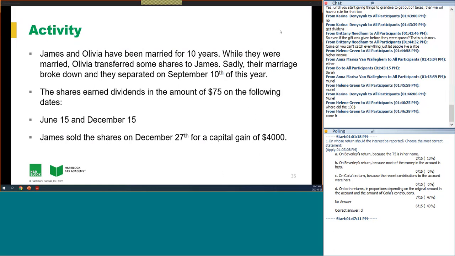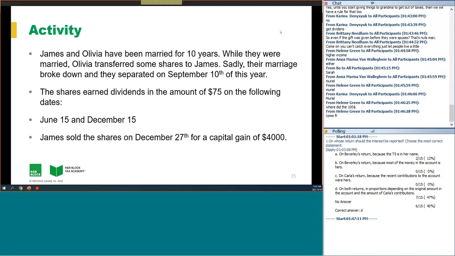Okay, so we have: James will report 150 of dividends on his tax return. Olivia will report 150 of dividends on her tax return. James and Olivia will each report $75 of dividends on their tax returns. James will report 4,000 capital gain, Olivia will report 4,000 capital gain, or James and Olivia will each report 2,000 capital gain. Out of those, you should pick 2 answers, and let's see if you can get this right. Think about what happens and when it happens in relation to the marriage.